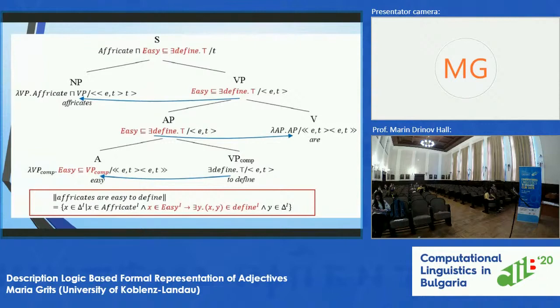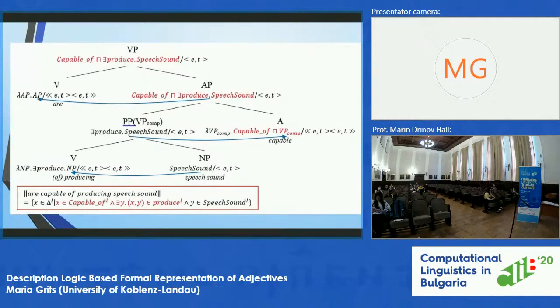The failure of rule 8 is observed here as an example. The function introduced by the predicative adjective easy returns an unsatisfiable concept description. The members of the set of affricates characterized as easy cannot make a subset of the domain of the relation denoted by the verb define. In other words, affricates do not define anything, and that's why rule 8 fails. Rule number 7 also fails in case a predicative adjective binds a verb phrase incorporated in a prepositional phrase. Within the current example, the adjective capable is used to characterize speech organs as objects capable of producing speech sounds.